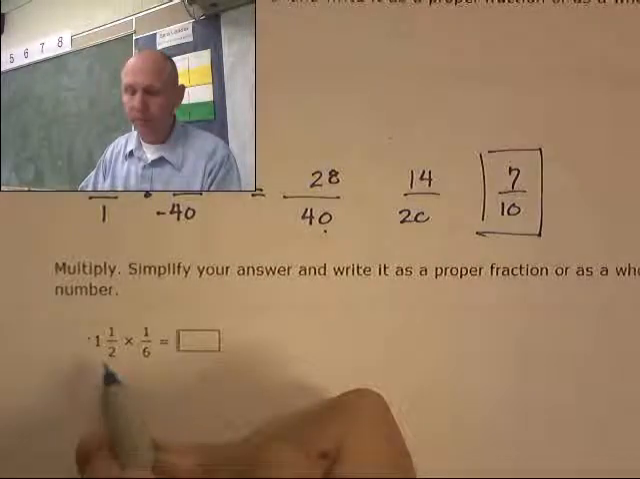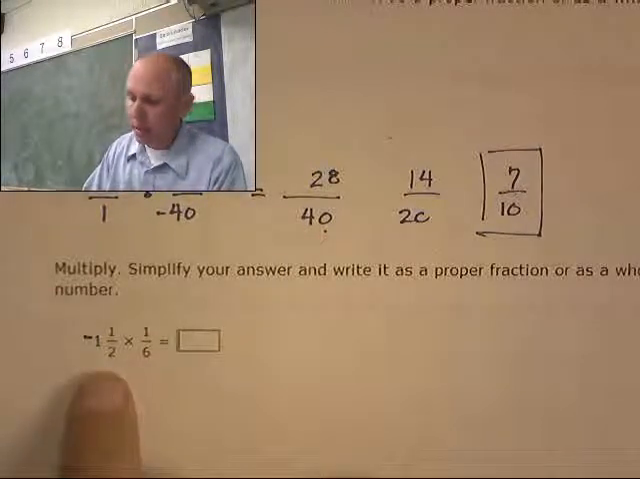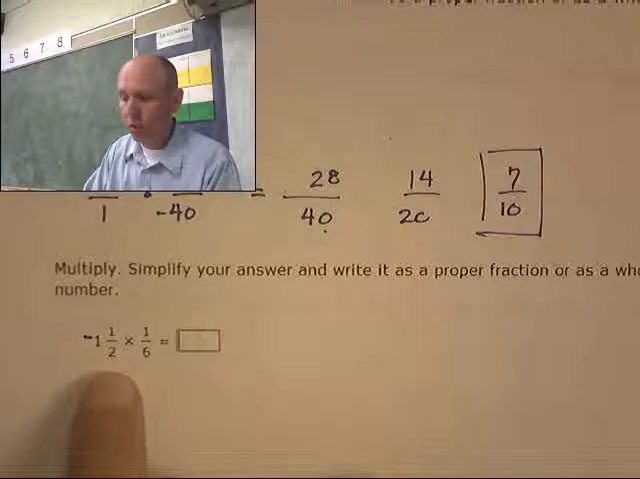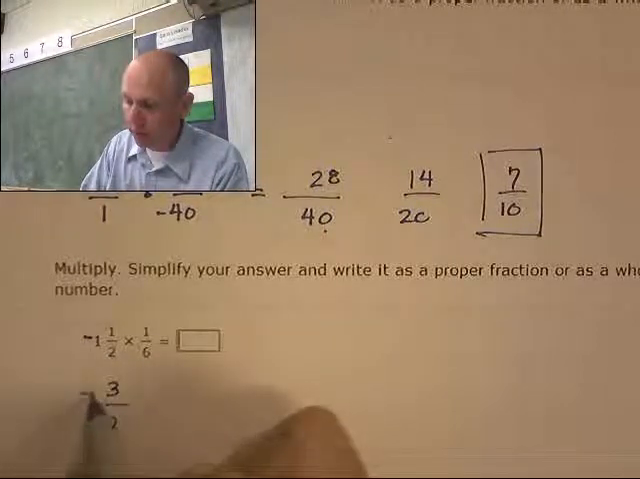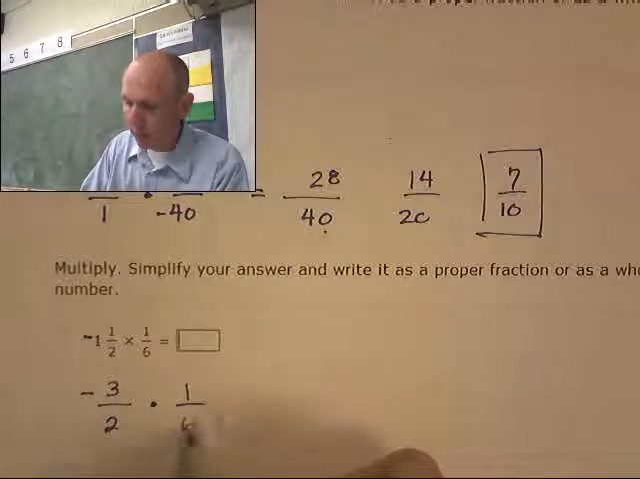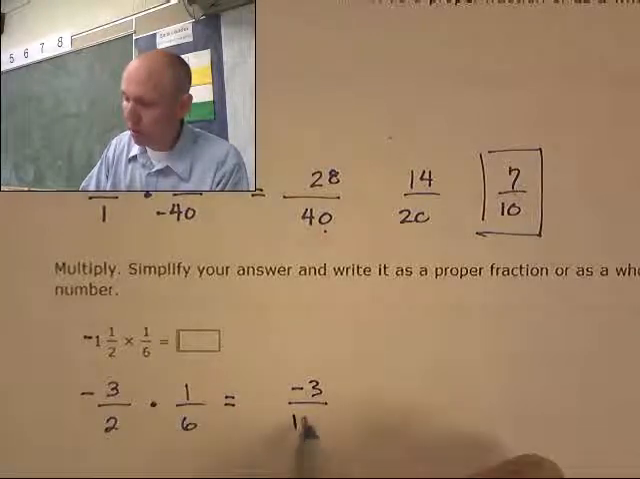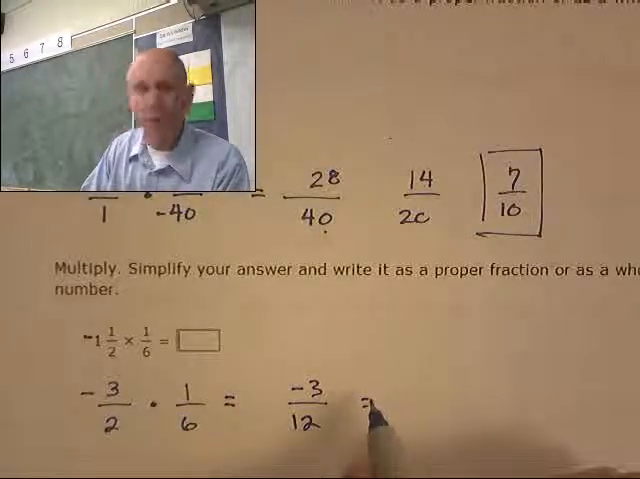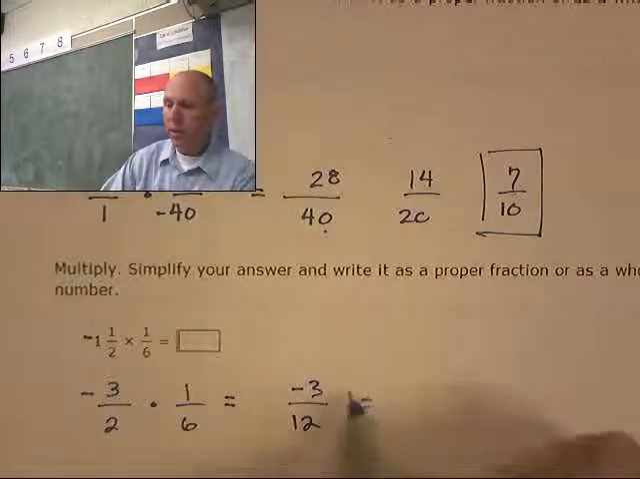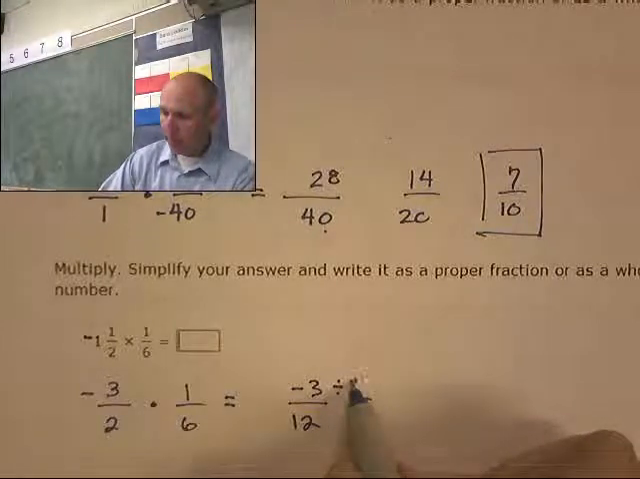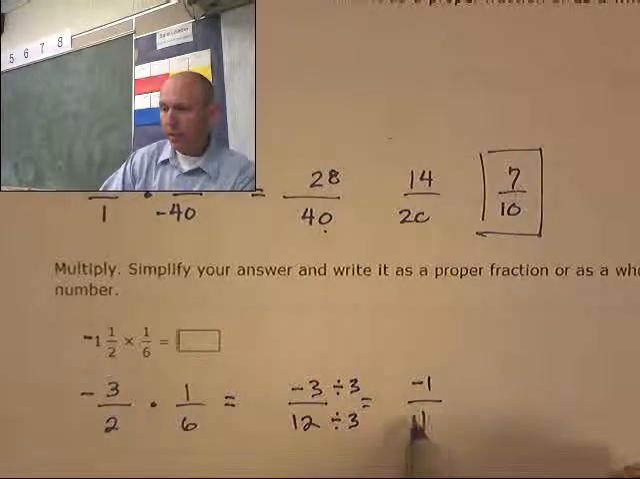And our final one. I have a mixed number here that's a negative. I'm going to multiply it and turn it into an improper fraction. 1 times 2 is 2 plus 1 is 3. This is 3 over 2. Negative times 1/6, which will give me negative 3 over 12. And that can reduce. What can go into the top and the bottom? A 3. 3 goes into 3, so I'll divide this by 3. Divide that by 3. That's going to give me negative 1 over 4.